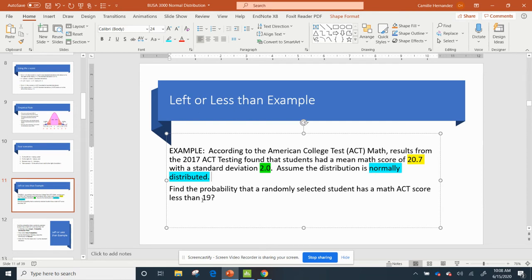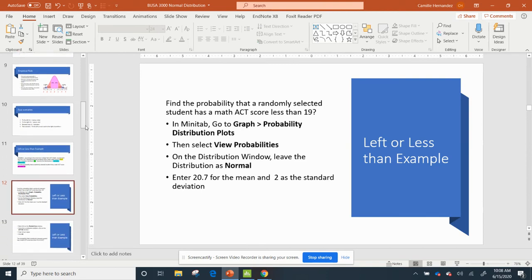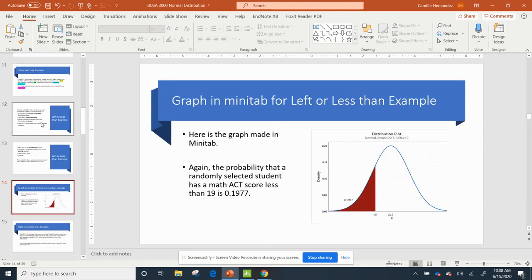All right, the next parts are very important. So it says here less than 19. So that gives me 2 very important parts, and I'm going to put it in purple. What it gives me is the direction it's going and the value I'm looking at. So I have 2 pieces of information I need, the direction and the value. Okay. So this is an example of a left-tailed or a less than example. And if you keep going through the slides on this one, I have the directions of how to put it in Minitab, but I'm going to show you right fast.